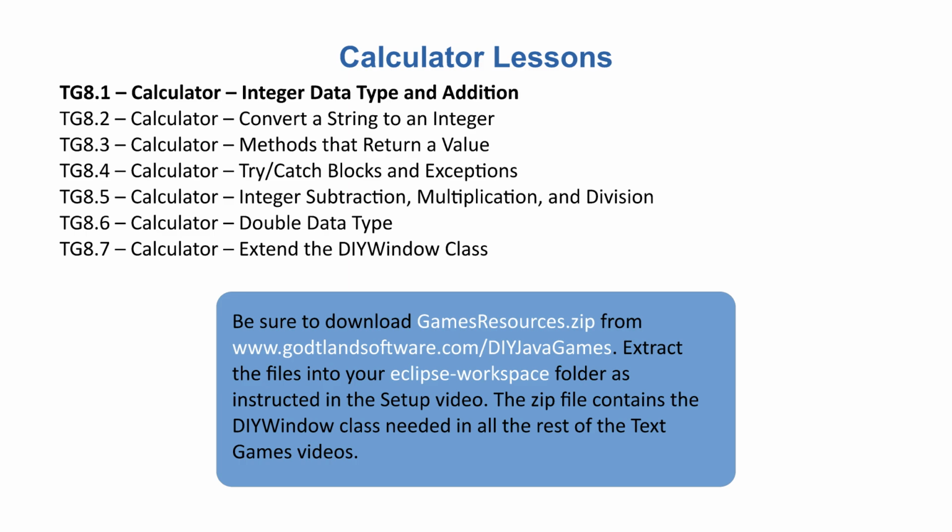Be sure to download gamesresources.zip from www.gotlandsoftware.com, DIY Java Games. Extract the files into your Eclipse workspace folder as instructed in the setup video. The zip file contains the DIY window class needed in all the rest of the Text Games videos.